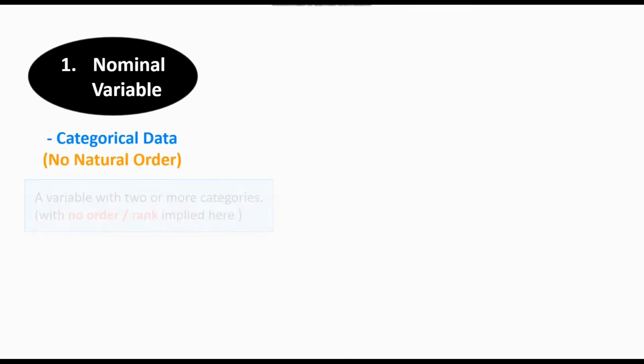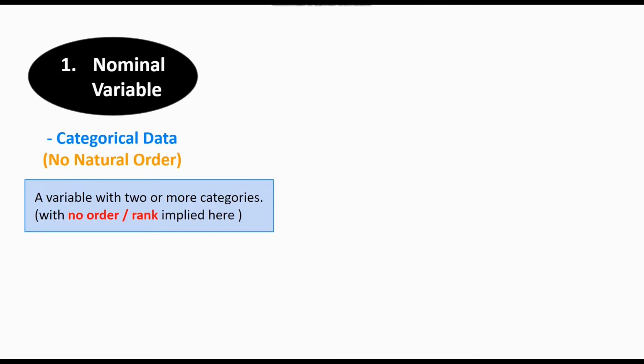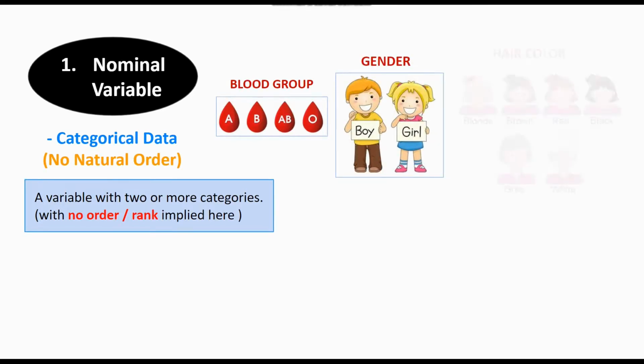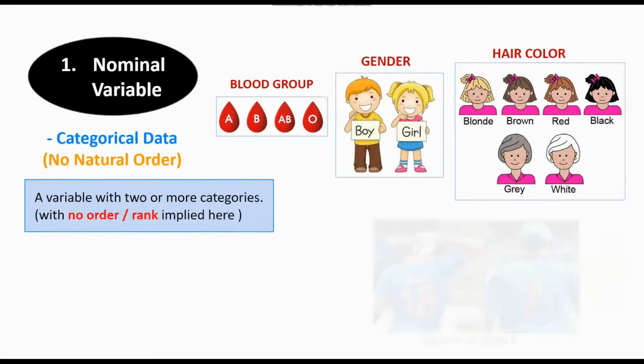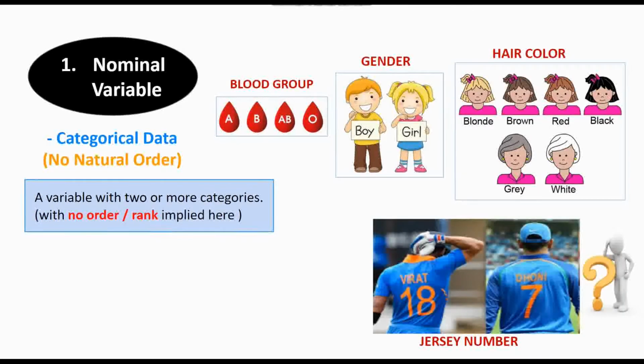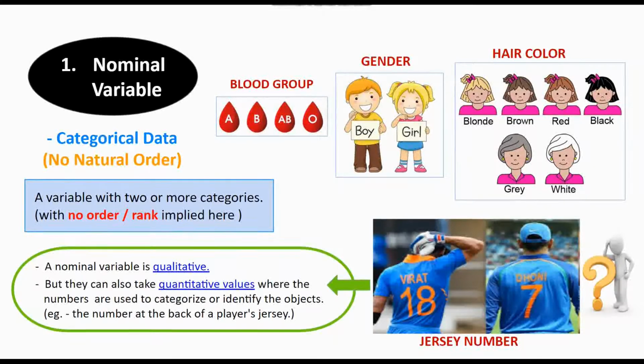So the first one is nominal variable. Here, any variable with two or more categories but with no natural order or ranking implied. For example, blood groups, gender, hair color, and the last, but very important example, the Jersey number, because people often confuse this with the ordinal scale, which is wrong. We need to remember that a nominal variable is qualitative, but it can take quantitative values also, the numbers, which are just used to identify and categorize the objects. So yeah, please keep this in mind.